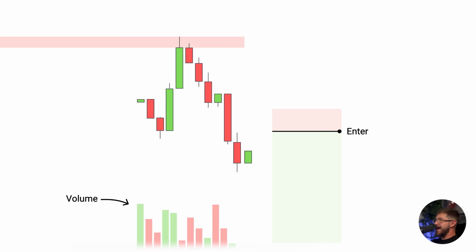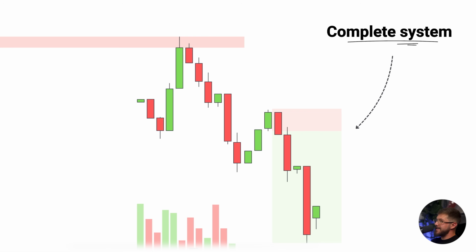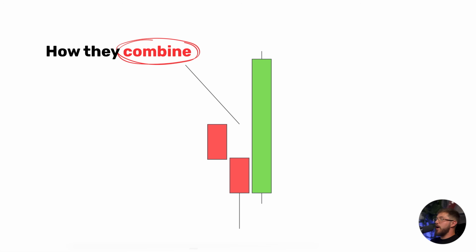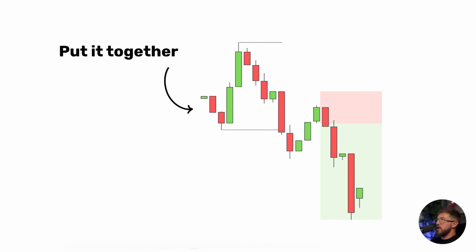But knowing exactly when to actually enter trades and where to place your stops and where to exit, well, that takes a complete trading system, which is exactly what we're going over next. Because ultimately, that's what this entire course has been building towards, taking the foundation of understanding single candlestick psychology, seeing how they combine into powerful multi-candlestick stories, and showing you exactly how to put it all together into a systematic approach for finding consistent winning trades.